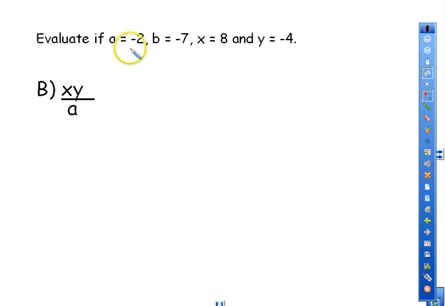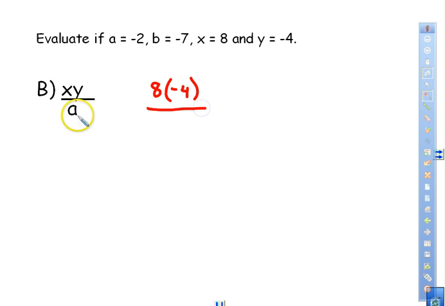Now it says evaluate, again, if a equals negative 2, b equals negative 7, x equals 8, and y equals negative 4. So go ahead, plug this in, be very careful on how you solve, and then we'll check for understanding. So again, let's plug these in. xy means x times y, so x equals 8 times my y, which is negative 4, over the value of a, which is negative 2.